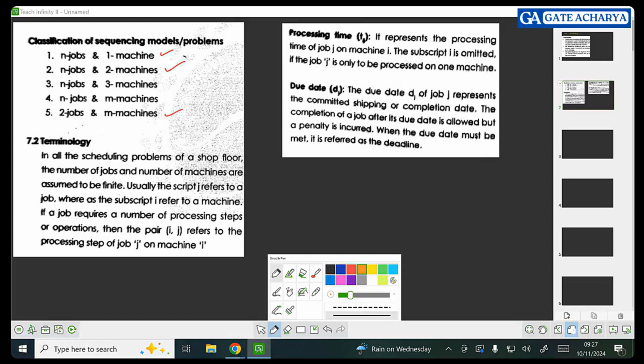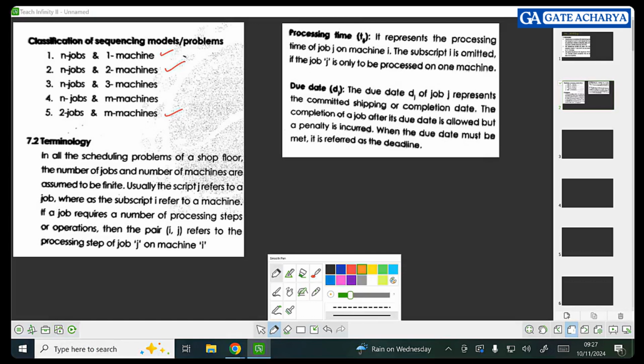Now, first, processing time, and then due date. What is a processing time? Processing time is nothing but, whenever the job comes into the workshop or machine shop, how much time it spends on the machine to complete the operation. So machining time, we can say, is the processing time. Once the raw material enters the workstation, how much time it spends to get a complete shape or complete product comes under processing time.